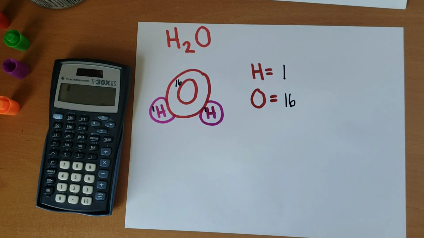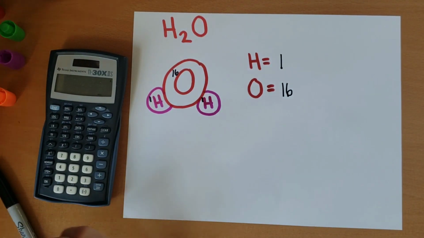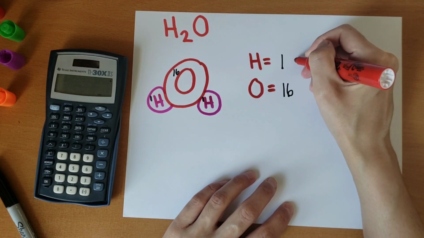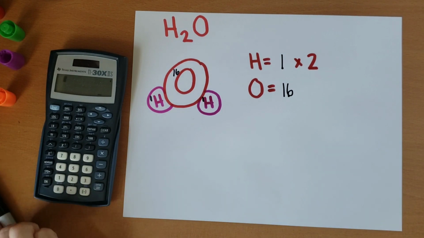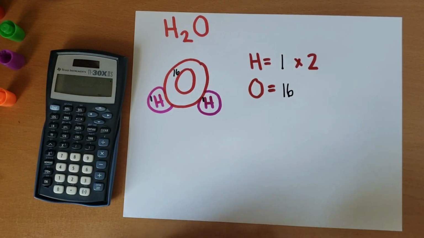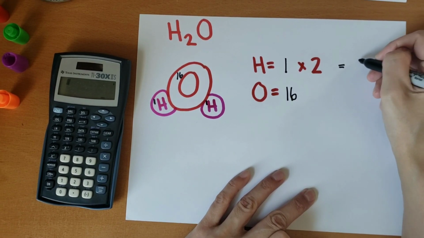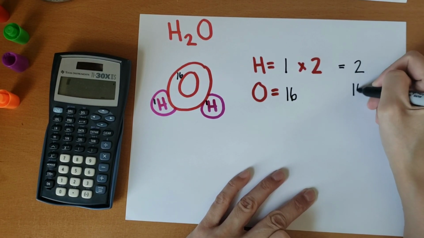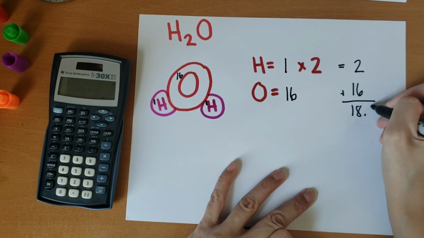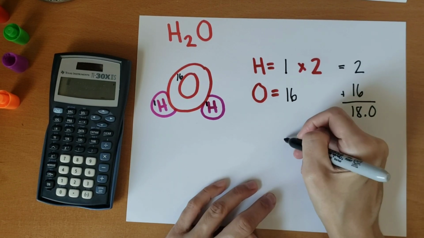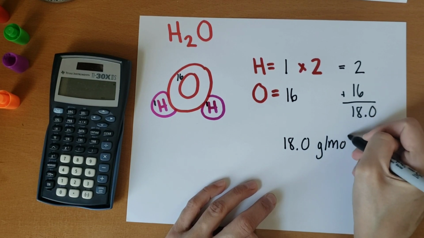But when I look at my formula, I see there's a subscript 2 here. That's because there are actually 2 hydrogens. So I'm going to have to multiply by the subscript so I can count for each of the hydrogens. And then I'm just going to have to add up the total masses. And so our final answer is 18.0 grams per mole.